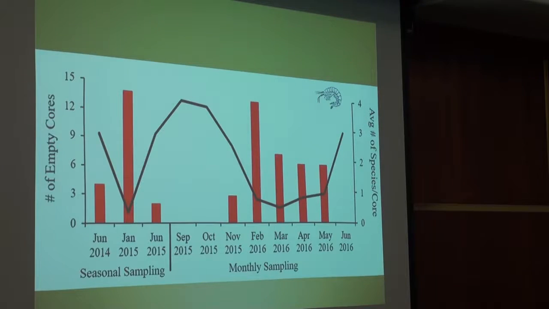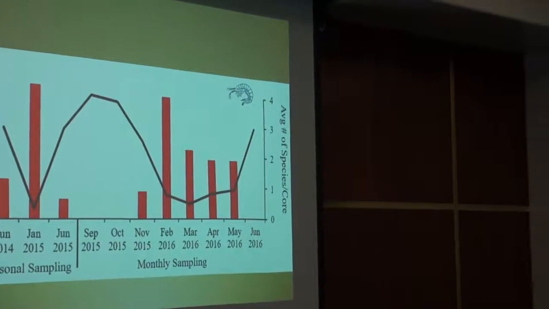In black, we have diversity as average number of species per core, and both diversity and abundance peak in the fall, a little bit after our peaks in fish diversity and abundance. Now this is likely an artifact of our sampling regime. We weren't able to sample our benthic invertebrates in July and August when we had the highest number of fish and the greatest diversity of fishes. So if we had been able to go out there, we may have found comparable abundance and diversity in July and August.